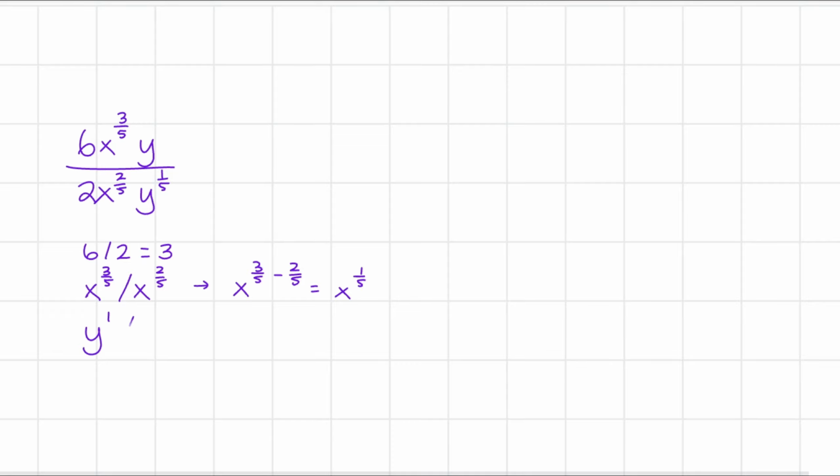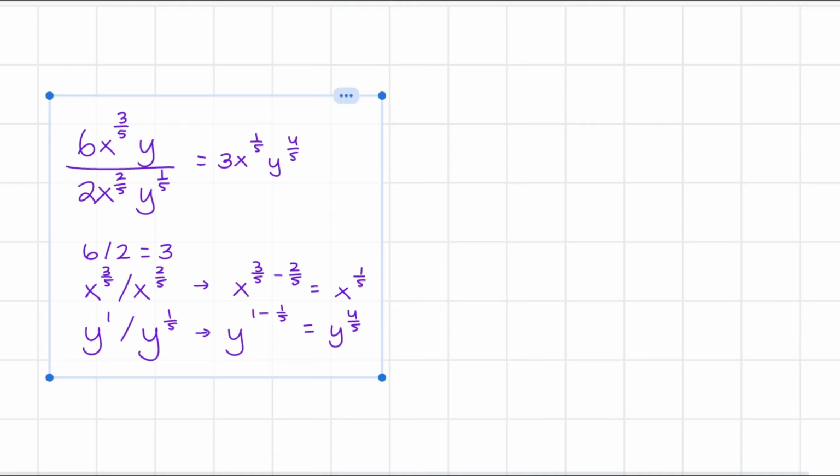Y divided by y raised to the power of 1 over 5. Again, subtract the exponents. This would be y to the power of 1 minus 1 over 5, which is equal to y to the power of 4 over 5. So once we combine this, it becomes 3 times x to the power of 1 over 5 times y to the power of 4 over 5.